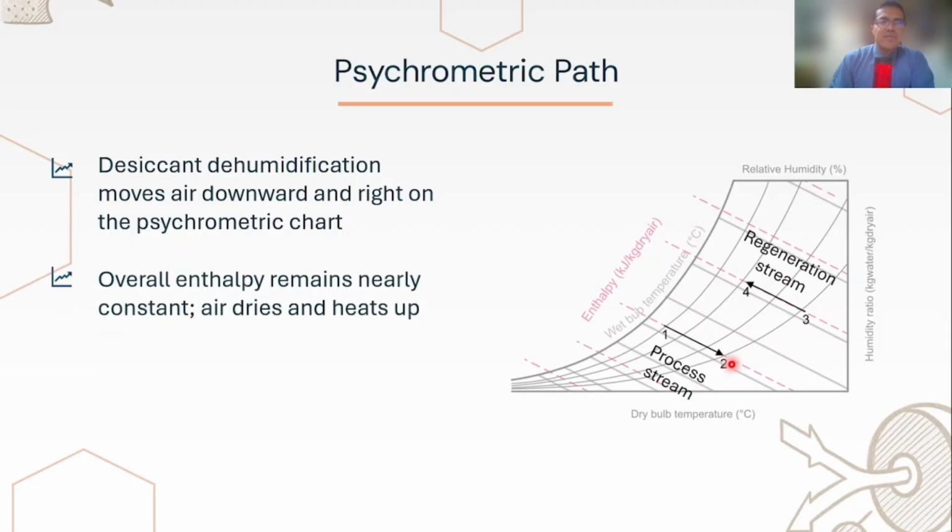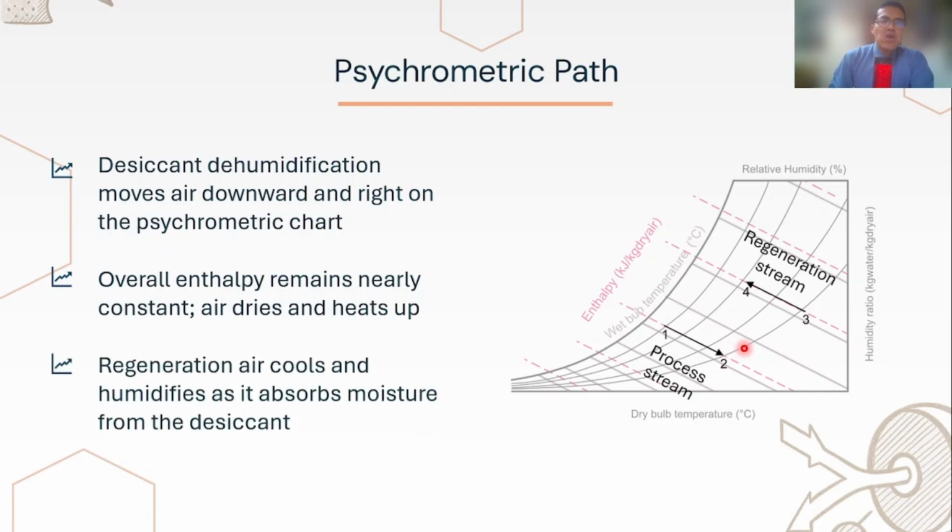Because this transformation doesn't add or remove heat from the system overall, the enthalpy is nearly constant. See here, it follows the constant enthalpy line. It's essentially the reverse of evaporative cooling, where air is cooled but gains moisture.